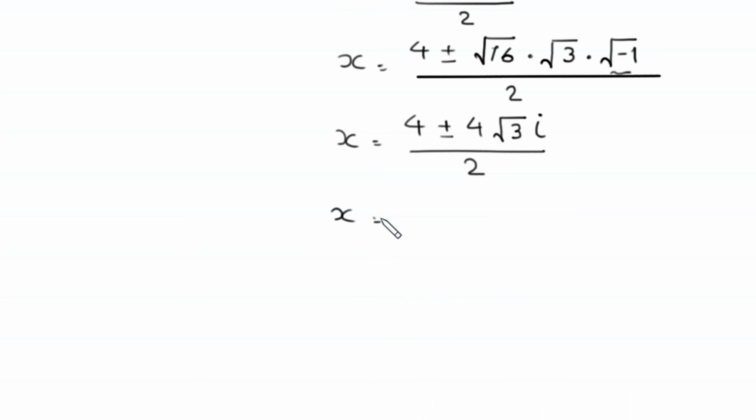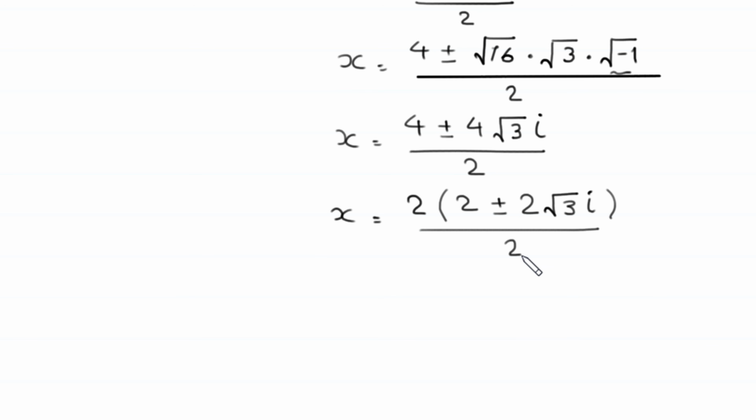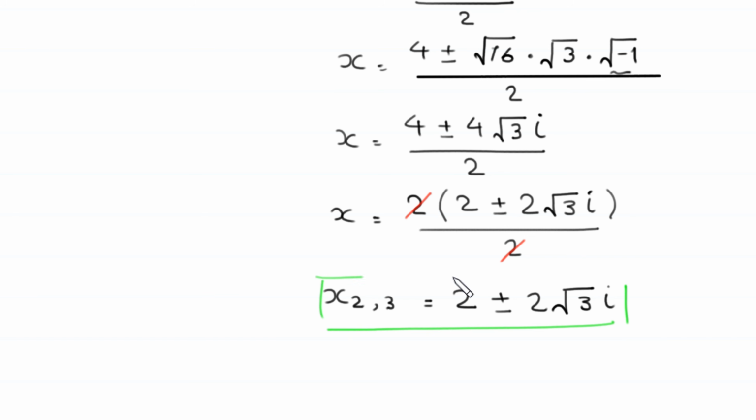Next, x is equal to, from the numerator we can factor out 2, and in bracket we have 2 plus minus 2 times root 3i divided by 2. So this 2 will be cancelled out with this 2. From here we get two values of x, x2 and x3, equal to 2 plus minus 2 times root 3i. So from this case 1 we found 3 solutions.